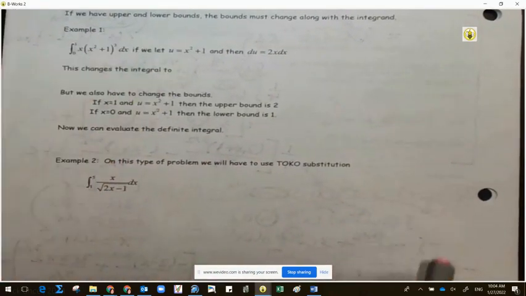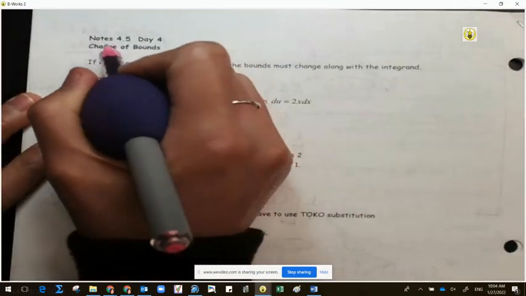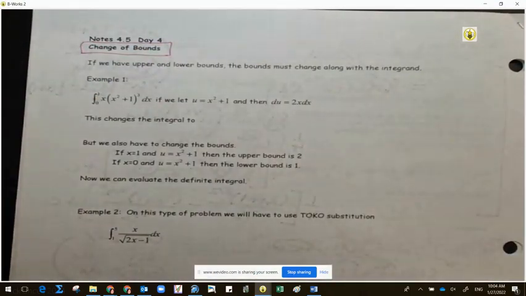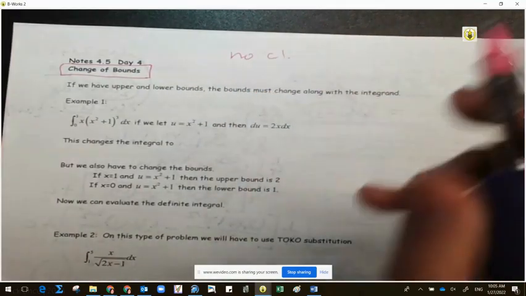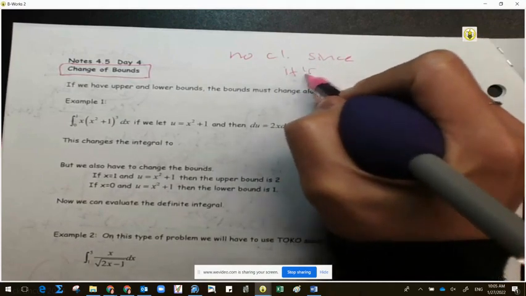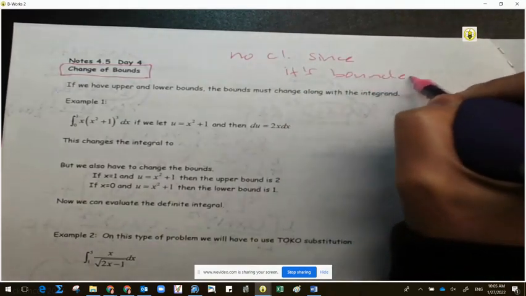So because we're changing bounds, and most of these are definite integrals. Definite integral means we have a lower number and an upper number, not a variable. So that means, are we going to add c at the very end after we integrate? No, because if it's a definite integral, we add c and subtract c at the end. They're going to cancel out. So let's write on here, no c, since it's bounded. And bounded means we have an upper and lower bound.